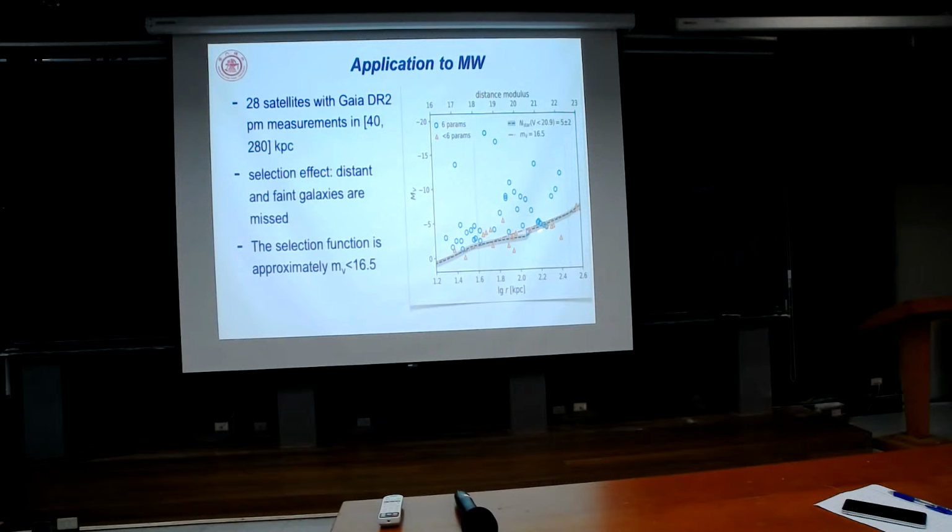And this one is more technical. According to the detailed observation of Gaia, we will have this line. This means the selection effect, right? So fainter galaxies in the distant halo cannot be observed. This is a kind of selection function. Then we must include this.